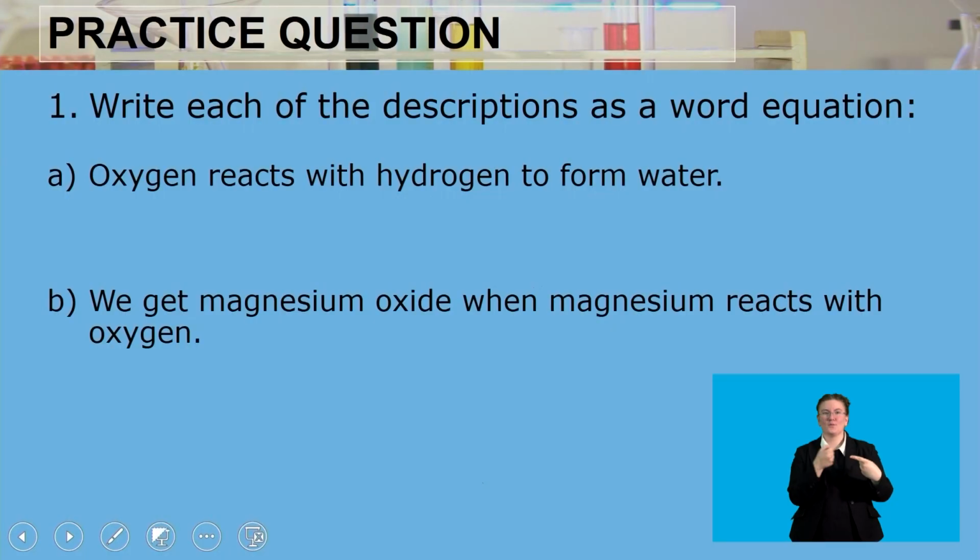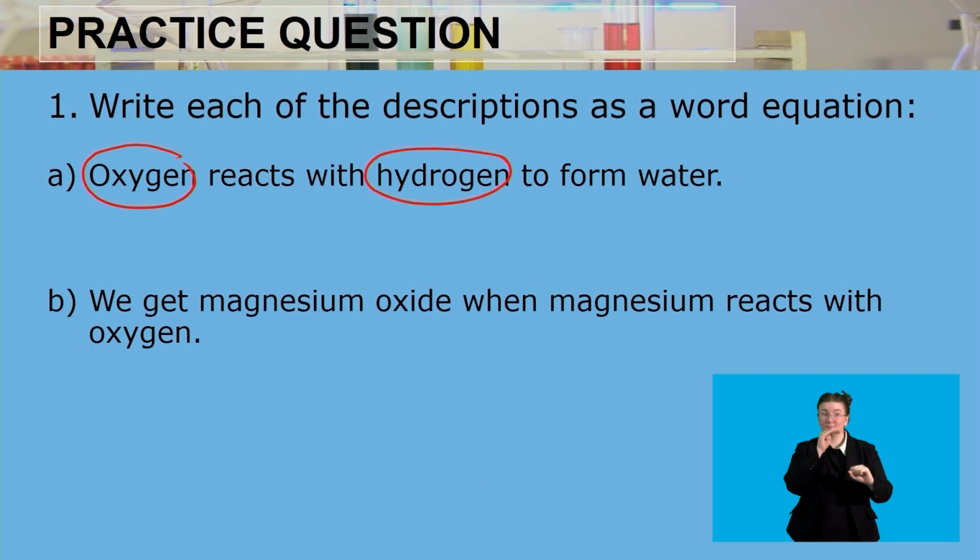The first question that is given to us is, we need to write each of the descriptions as a word equation. Now the description is, oxygen reacts with hydrogen to form water. So we need to take that description and formulate a word equation from that. We know that this substance oxygen is reacting with this substance hydrogen to form water. So that means oxygen and hydrogen are your reactants, and what is formed is your product, being the water.